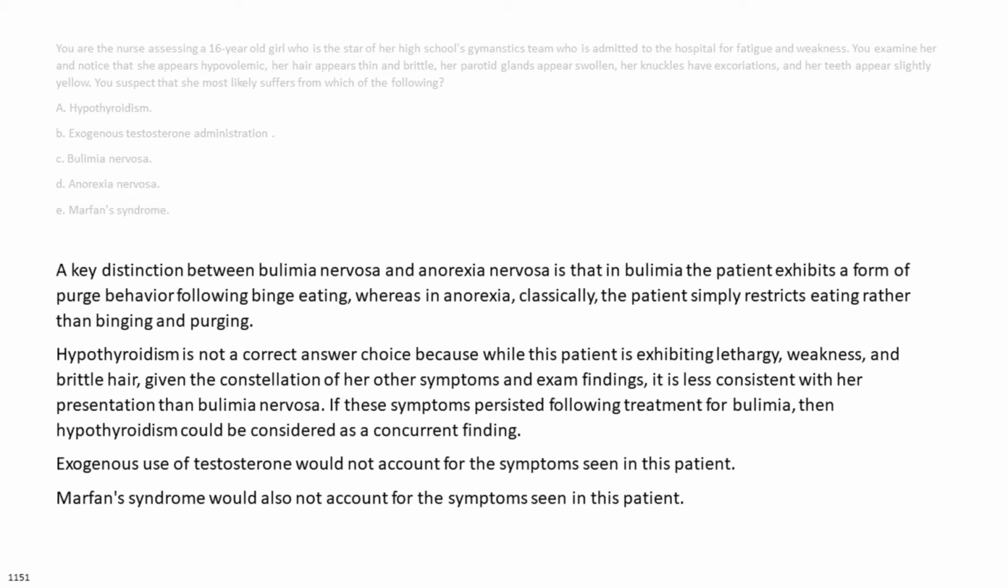Hypothyroidism is not a correct answer choice because while this patient is exhibiting lethargy, weakness, and brittle hair, given the constellation of her other symptoms and exam findings, it is less consistent with her presentation than bulimia nervosa. If these symptoms persisted following treatment for bulimia, then hypothyroidism could be considered as a concurrent finding. Exogenous use of testosterone would not account for the symptoms seen in this patient. Marfan's syndrome would also not account for the symptoms seen in this patient.